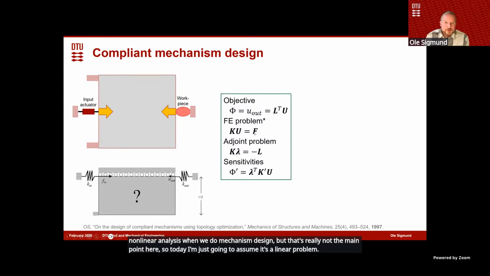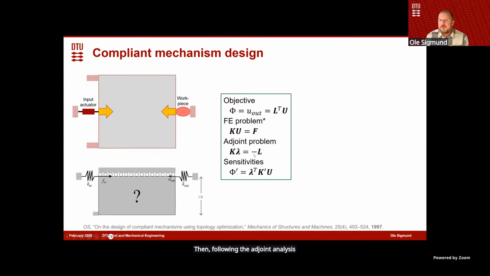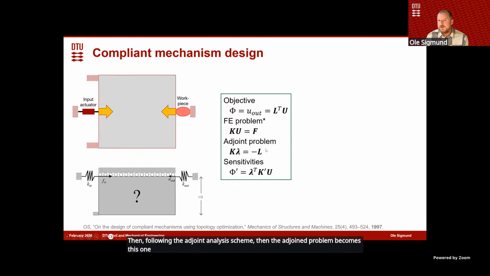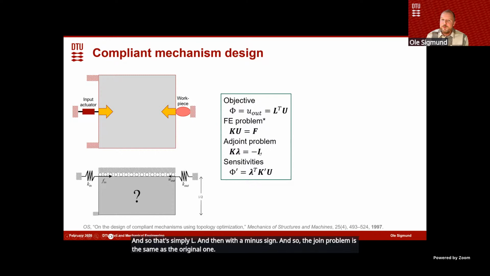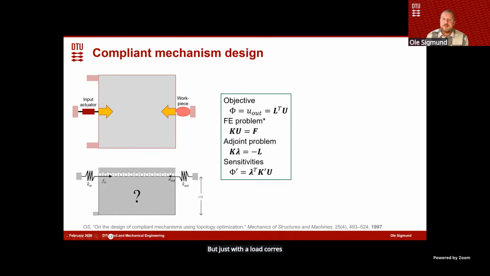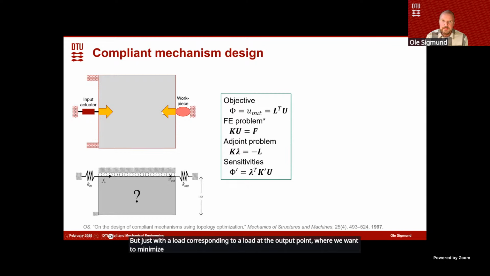Then following the adjoint analysis scheme, the adjoint problem becomes this one. So remember, it's the derivative of the objective function with respect to the state vector. And so that's simply L, and then with a minus sign. And so the adjoint problem is the same as the original one, but just with a load at the output point where we want to minimize the displacements.